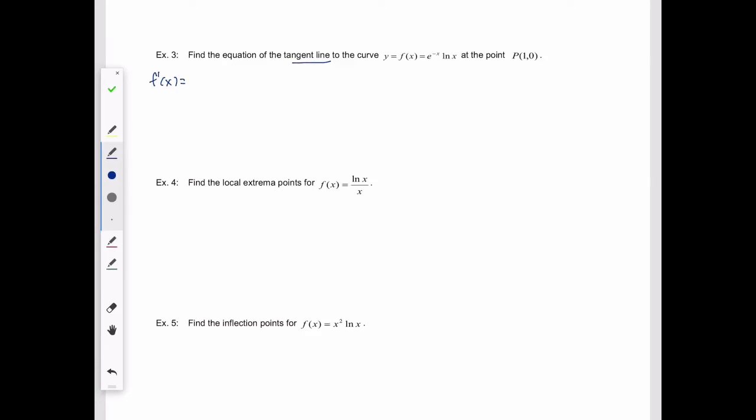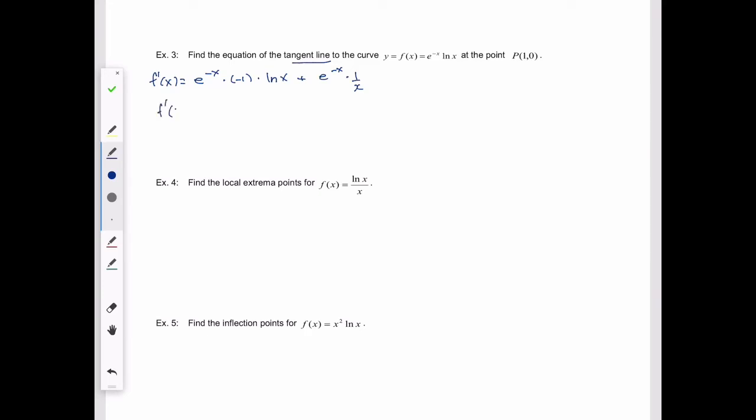The derivative of e to the negative x is basically e to the negative x times negative 1, because we take the derivative of the function, which is negative x, times the ln of x, plus we have e to the negative x times the derivative of ln of x, which is 1 over x. Now I've got to figure out a way of cleaning this all up, if possible. I really don't see a way of cleaning it up. I can probably factor out e to the negative x. All right, let's see if that helps.